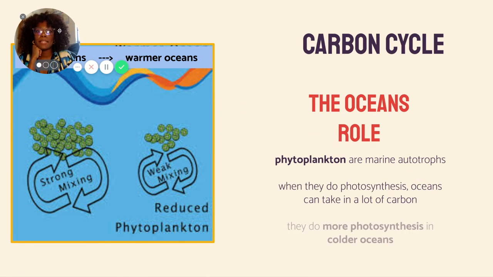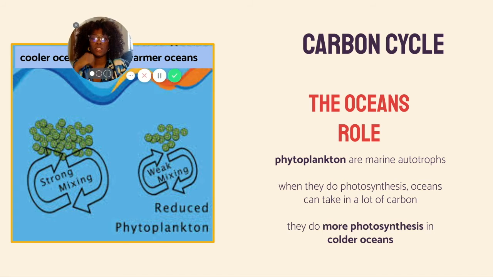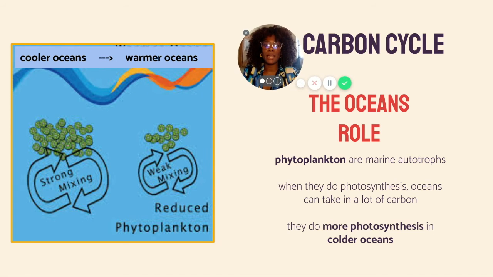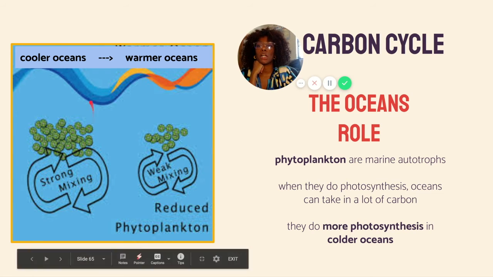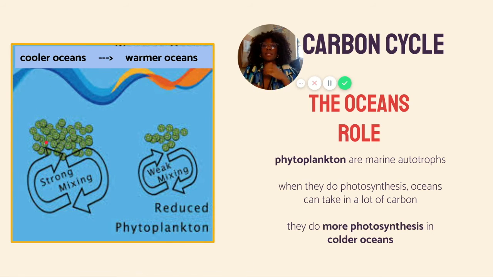Okay, the carbon cycle in terms of the ocean's role. So phytoplankton are going to be these organisms that live in the ocean. They're autotrophs. When they do photosynthesis, they're going to take in a lot of carbon, and they do more photosynthesis in the colder oceans. So a cooler ocean is going to have strong mixing. They really like it, so they're going to mix up all together, and as they mix up all together, they're going to be able to do lots of photosynthesis.